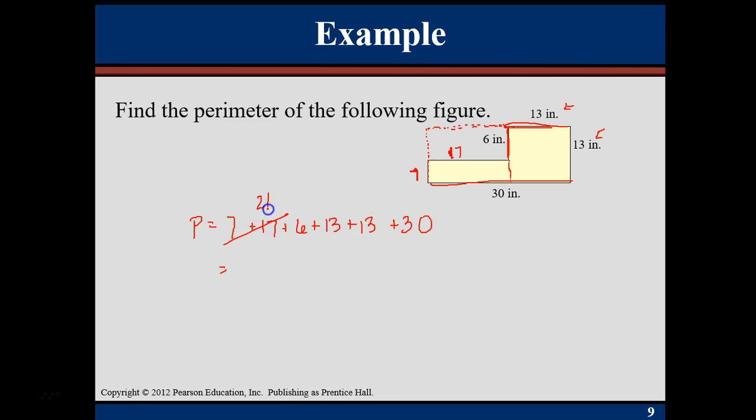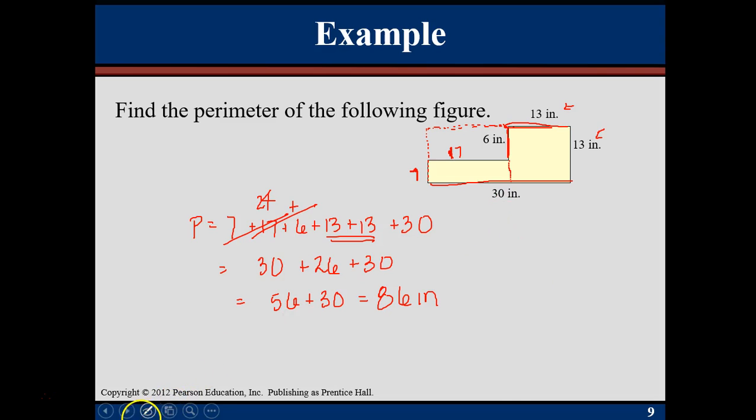This is 24 plus another 6 is 30. 13 plus 13 is 26, and I'll add on this 30. 30 plus 26 is 56, plus 30 more gives me a perimeter of 86 inches.